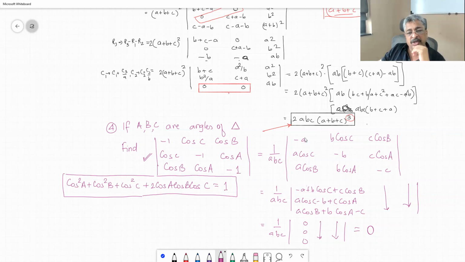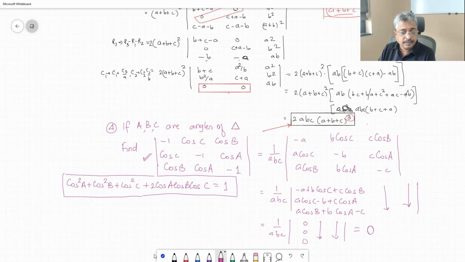Multiply column 1 by A, column 2 by B, and column 3 by C, and add second and third column to column 1. You will get, by projection rule, all the 3 entries 0. Remaining 2 columns stay as they are, and therefore the determinant is 0. And then if you really expand this determinant, you will get this identity: cos square A plus cos square B plus cos square C plus 2 cos A cos B cos C is equal to 1.